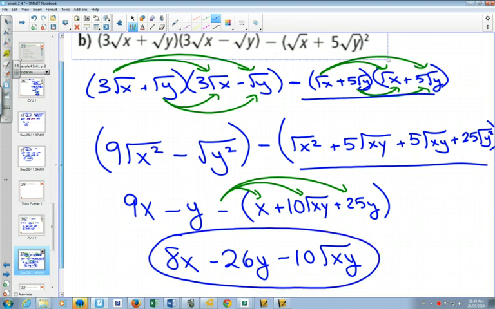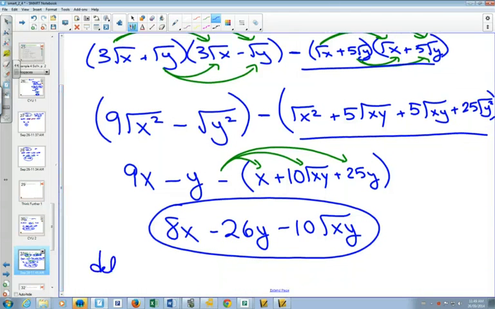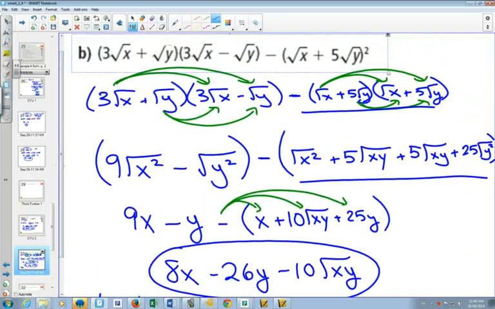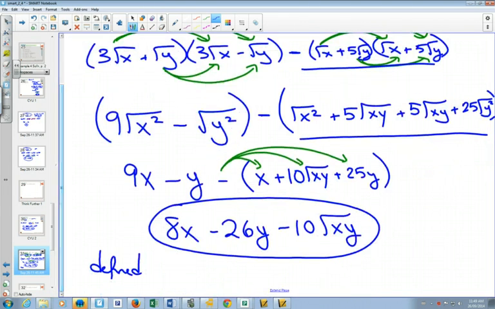One thing we didn't do in this question at the beginning is say where things were defined. Looking back at our original question, we know we can't take the square root of a negative. So if I look inside the square roots, can you see that x can't be negative? Because then I'd take a square root of a negative. And y can't be negative. Then I would take a square root of a negative. So this is defined only when x is bigger than or equal to 0 and when y is bigger than or equal to 0.